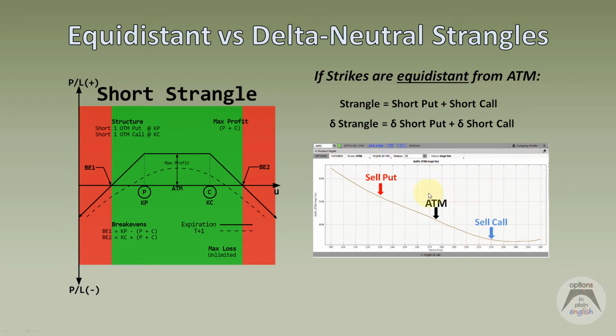So this strangle is equidistant, but we know that the delta of the strangle is not going to be zero because those values are going to be different. This one is going to have higher delta, higher value, higher implied volatility, and this one is going to have lower delta, lower value, lower implied volatility. So this is going to be a strangle that's not balanced and that's not delta neutral.